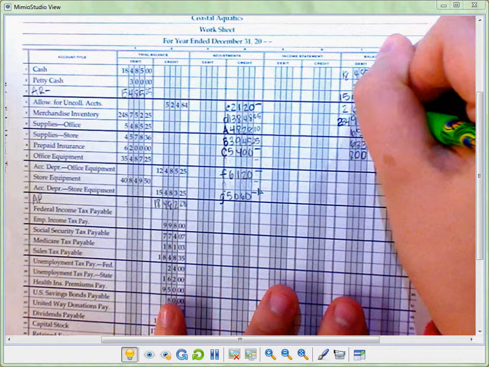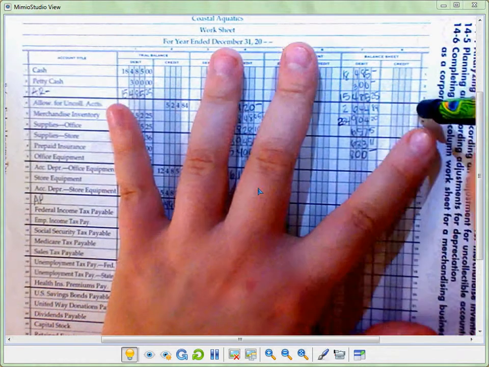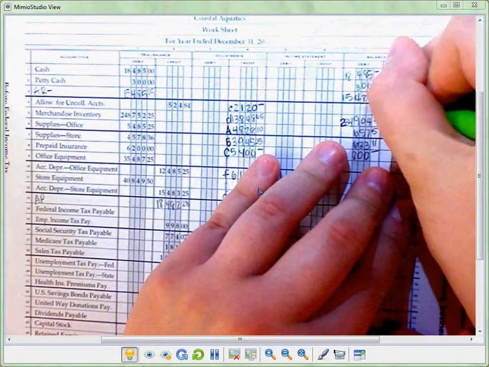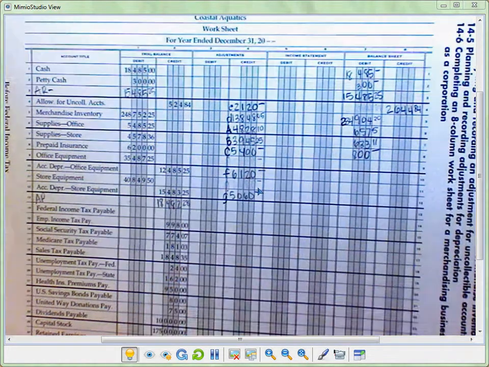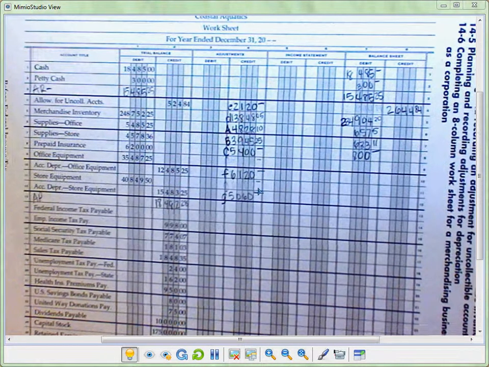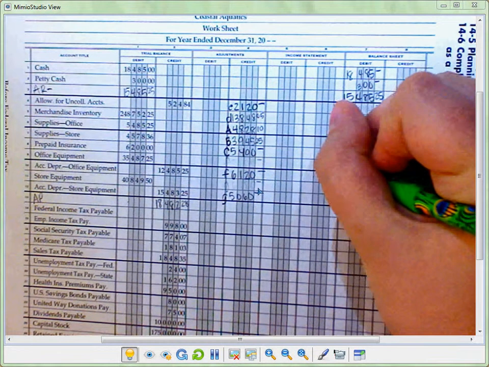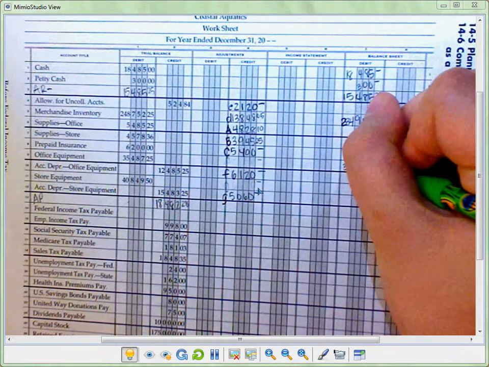$2,644.84. You put that in the credit and we get that. Whoops. Okay, we should have those next four filled in, so we'll go down to office equipment. Debit of $35,487.25.